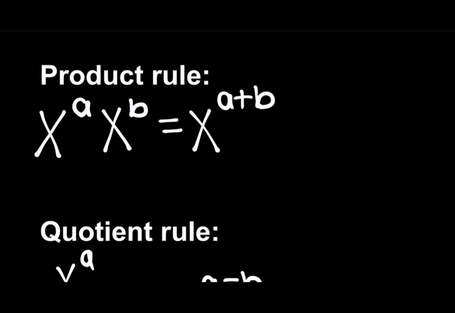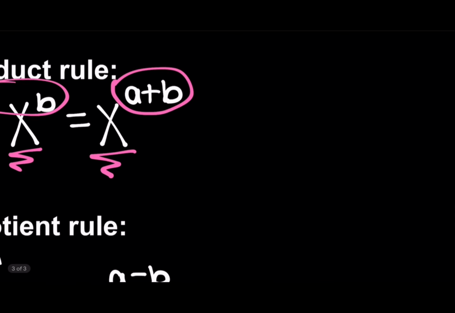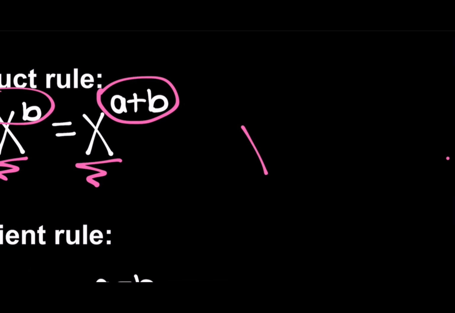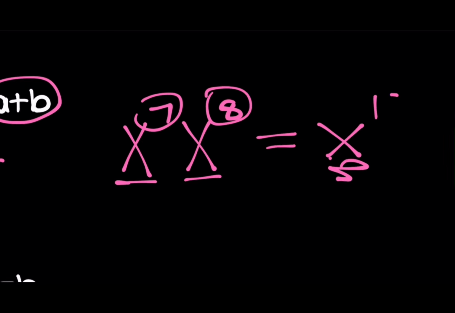know. The product rule. To multiply when two bases are the same, you keep the base and you add the exponents. As you can see here, these two bases, x, are the same, so we kept the base and we just added these exponents. Let's do an example. Let's say we had x to the 7th times x to the 8th. We will keep the x because these are the same bases, and we're just going to add these two numbers. So your answer will be x to the 15th.